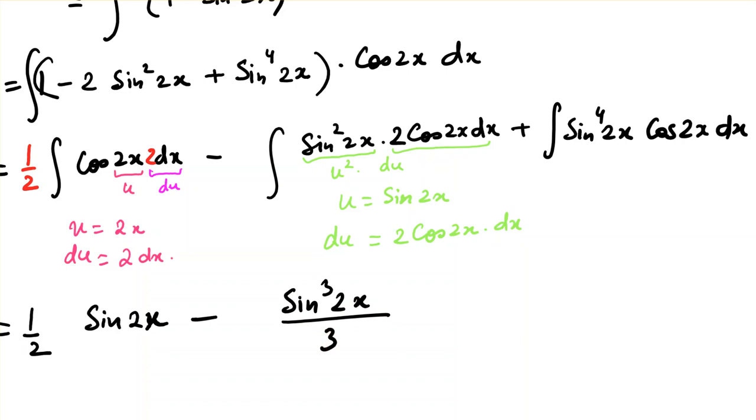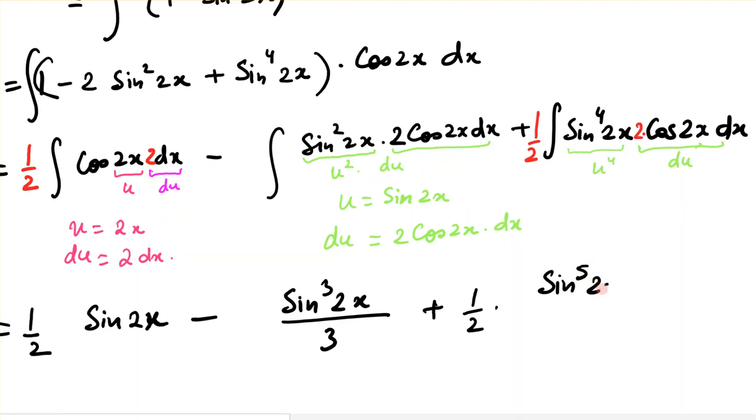In the last one, again, we have a function raised to power 4, so u raised to power 4. And in order to make the differential here, we need a 2, so I'm going to divide by 2. So this would be your du. So again, general power rule: we increase the power by 1, so u raised to power 5. So sine^5 2x over 2 plus c.